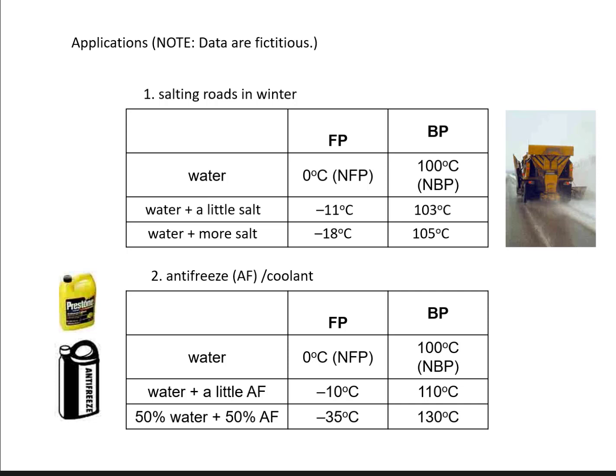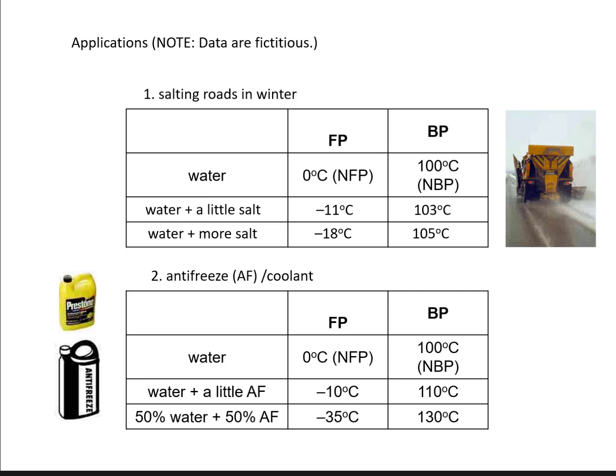If we do a 50-50 mix, you can get an even more efficient spread, and you get a -35 degrees Celsius freezing point, which would take you past the coldest possible day on Long Island, and a 130 degree boiling point. So it keeps your cooling system from seizing up.